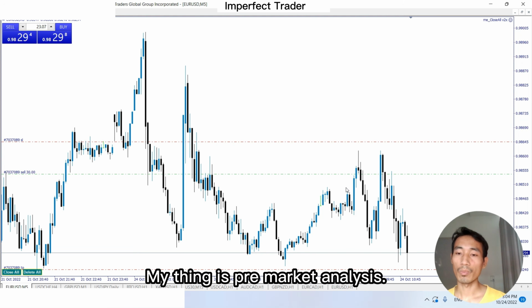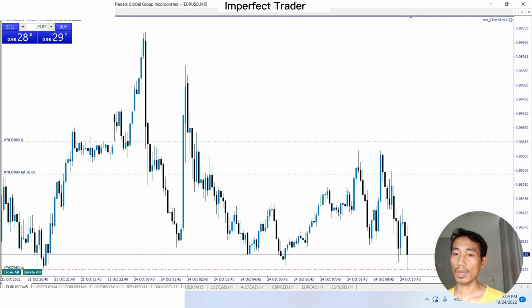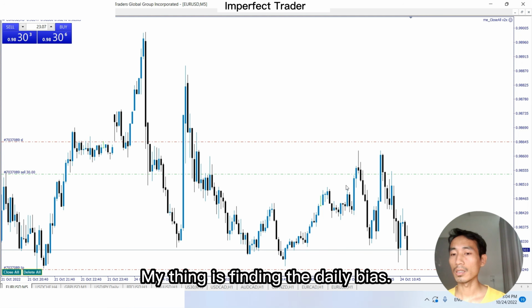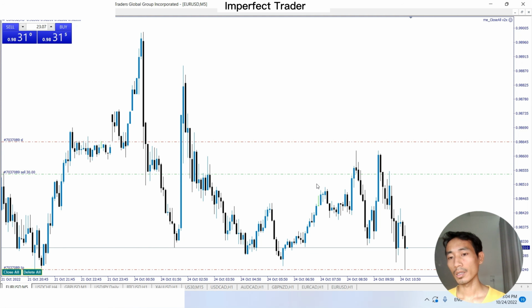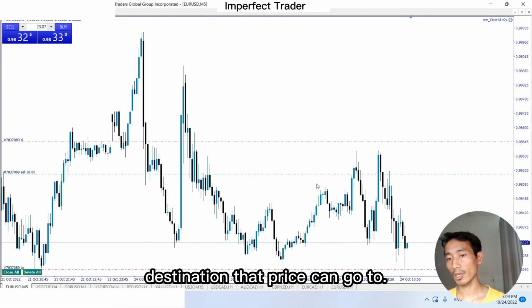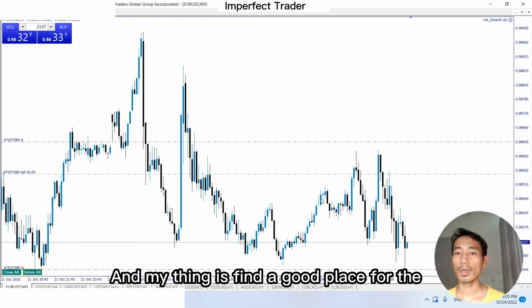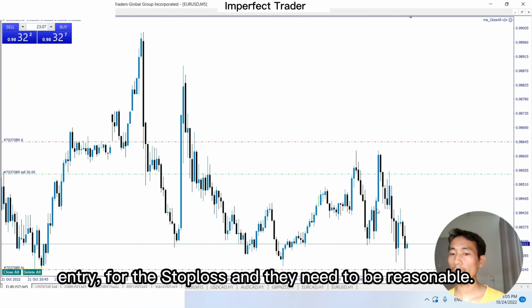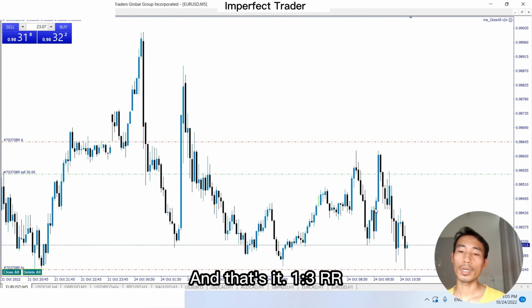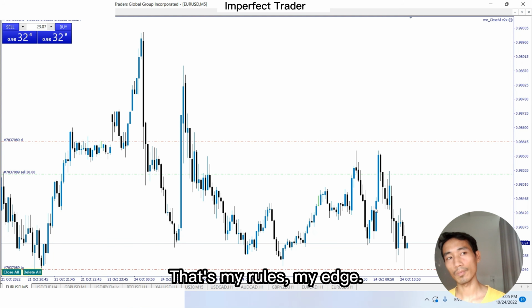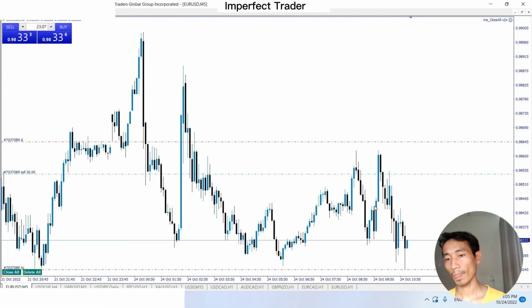My thing is pre-market analysis. My thing is finding the daily buyers. My thing is seeking the next destination that price can go to. And my thing is finding a good play for the entry and the stop loss, and they need to be reasonable. And that's it, 3 to 1, 1 to 3 risk reward ratio. Those are my rules, my actions.